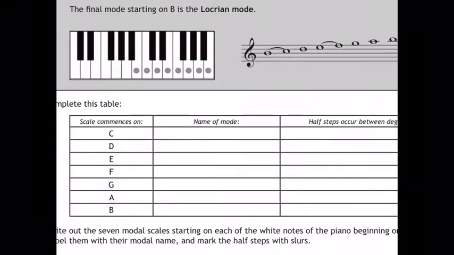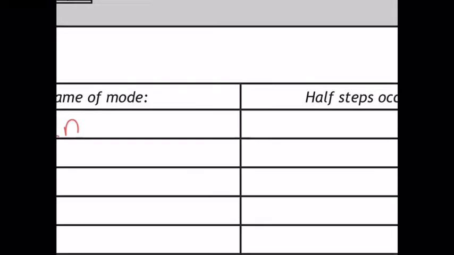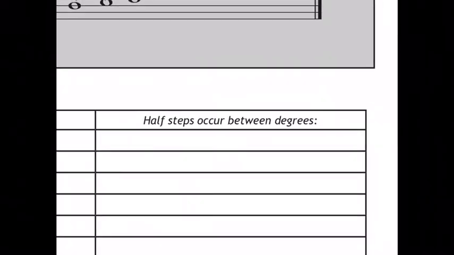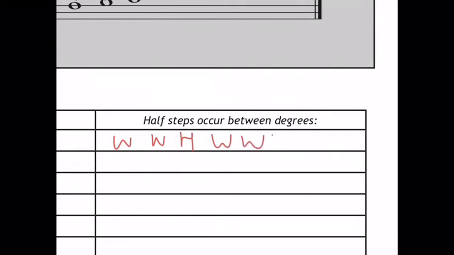So, for example, the first one is called Ionian. Okay, I'm just going to get my red pen here. Maybe a smaller size pen would be great. Ionian. Okay, and it's just the major scale. So it's whole, whole, half, whole, whole, whole, half.